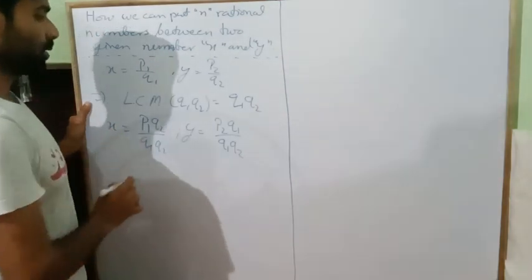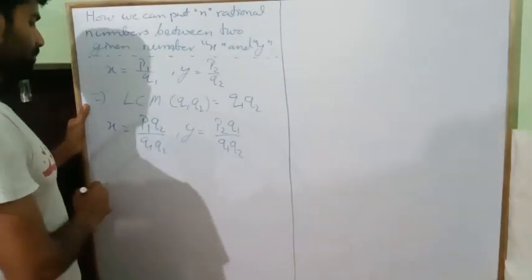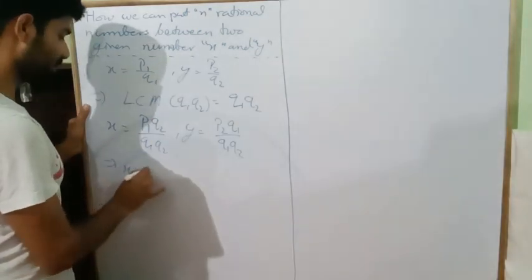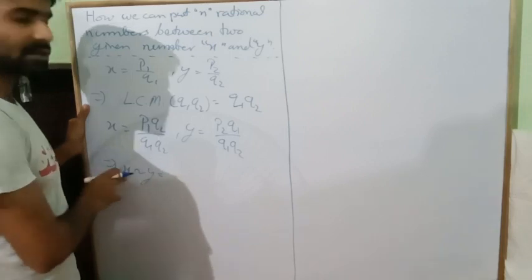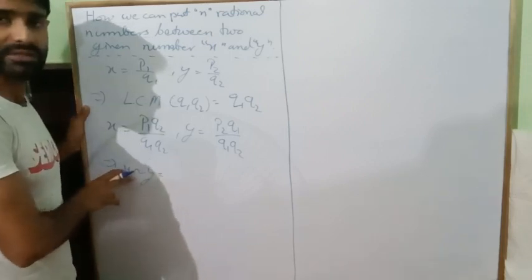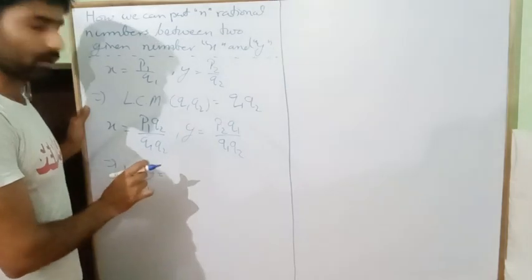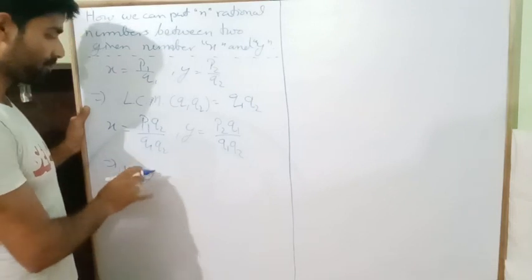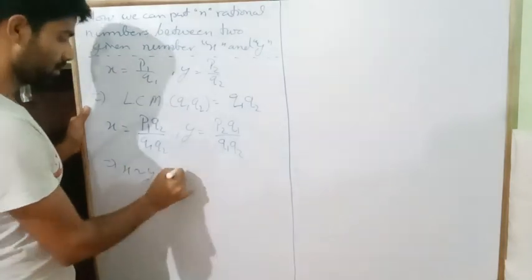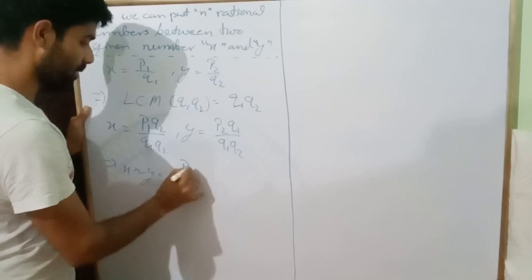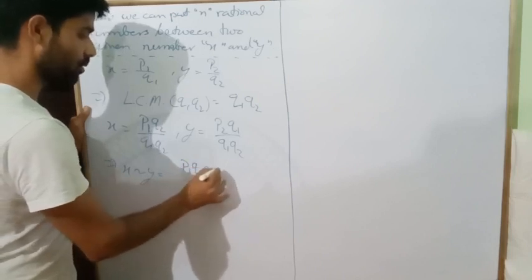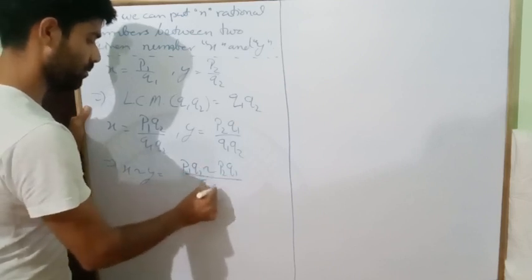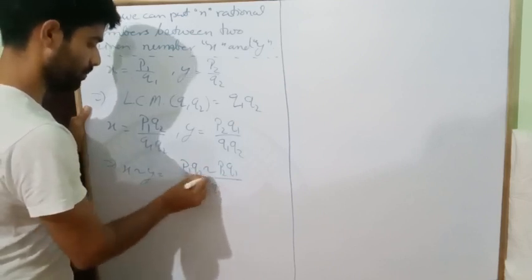Now the next thing is we have to take the difference between them, x curly minus y. It means we just take the difference between them, not caring about the sign, positive or negative. Therefore the difference between them is given as p1 q2 curly minus p2 q1 upon q1 q2.